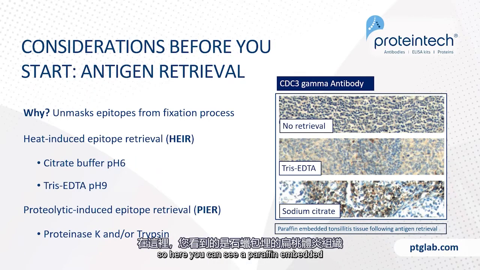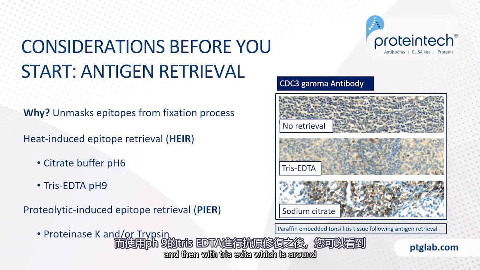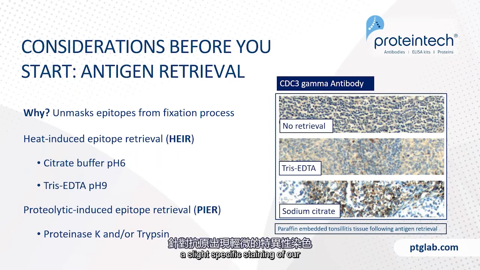So here you can see a paraffin embedded tonsil tissue following different types of antigen retrieval. These are both using heat antigen retrieval. On the top here, you can see no retrieval. And then with Tris EDTA, which is around pH 9, you can see a slight specific staining of our antigen. And then at the bottom, you can see that sodium citrate is the best choice for our antigen retrieval here.